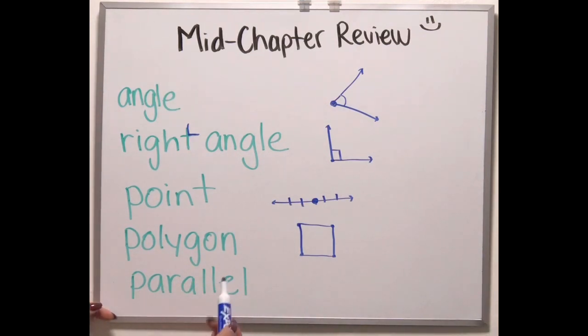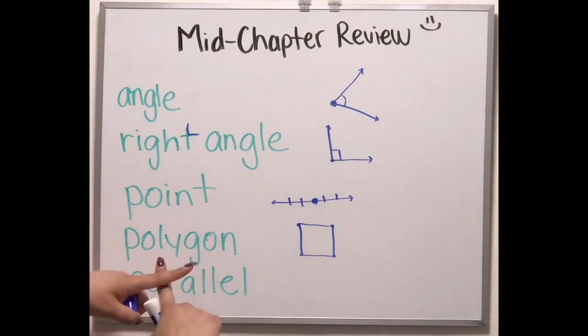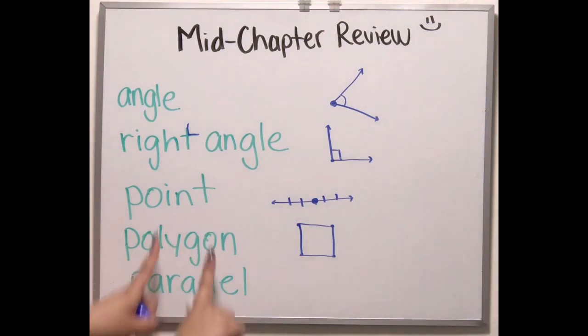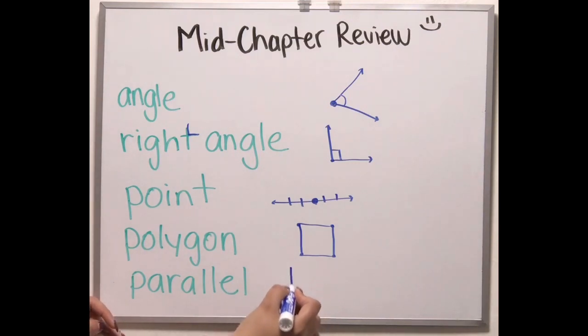Remember the trick I told you? Parallel lines are like the double L, because they're parallel like the L's, right? They never cross each other. They are just straight. So parallel lines are just like that.